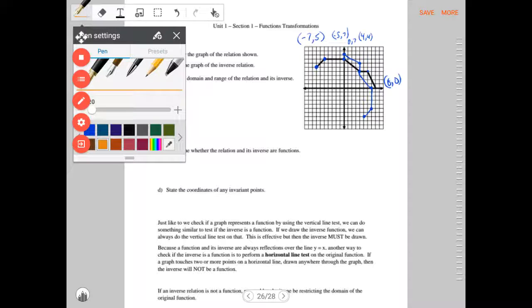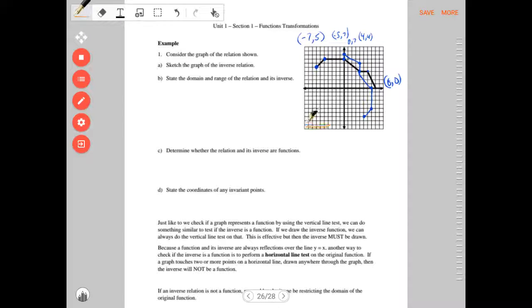Okay, now I'm going to draw another line here. So remember we said that this was the reflection in the line y equals x. So this is the line y equals x. And you can kind of see that those are reflections. It's really kind of neat, kind of looks like a spidery sort of thing, but it's very different. Okay, so that was the sketch part.